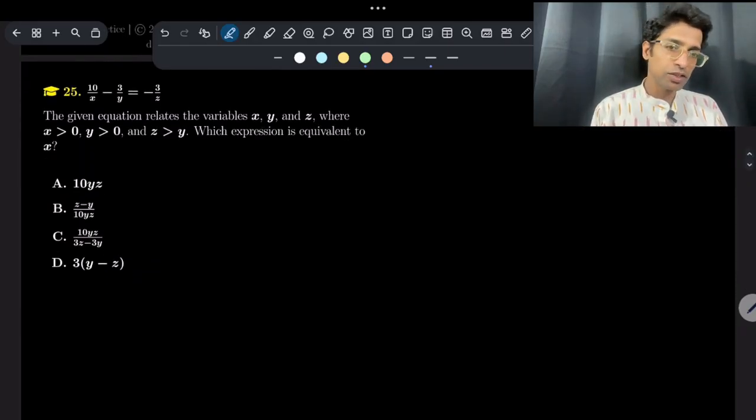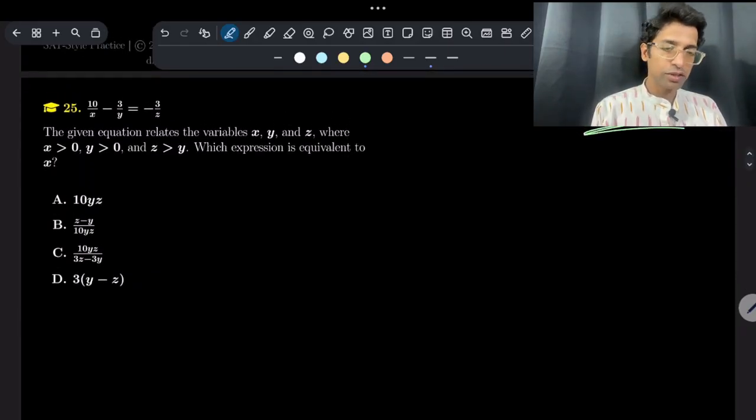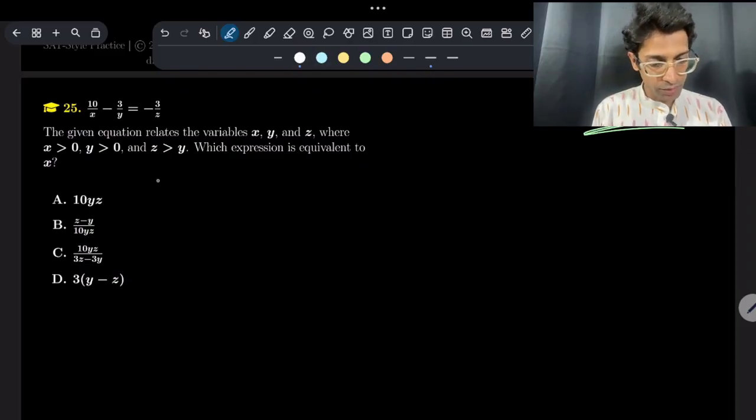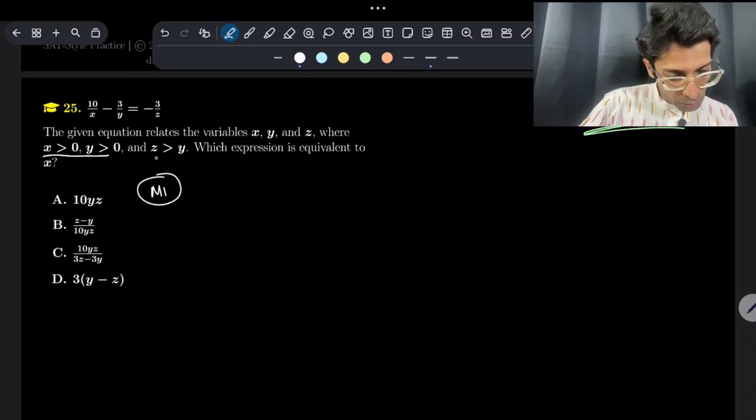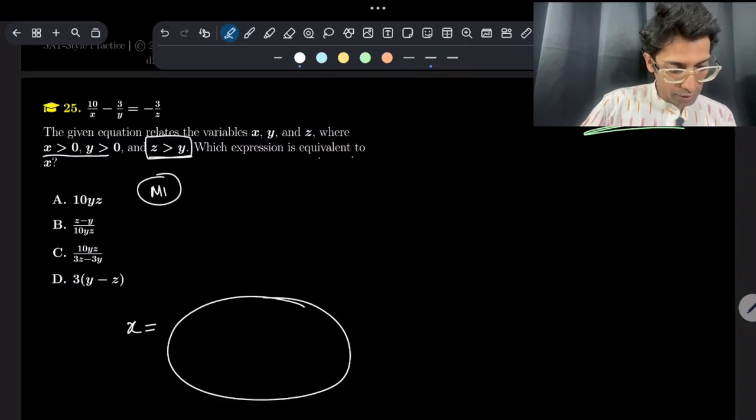Even in algebra, I'll show you two methods and you decide which one is apt for you, which one is faster for you. So this is method 1. Now let's read the question. 10 by x minus 3 by y equal to minus 3 by z. The given equation relates the variables x, y and z. Where x is greater than 0, y is greater than 0, and note this point here, z is greater than y. Which expression is equivalent to x? So he's asking basically for some expression, x equal to what?